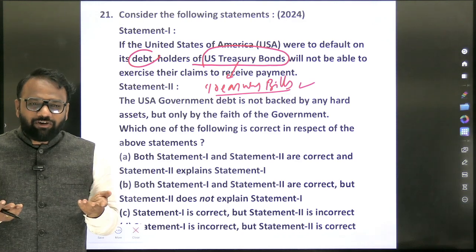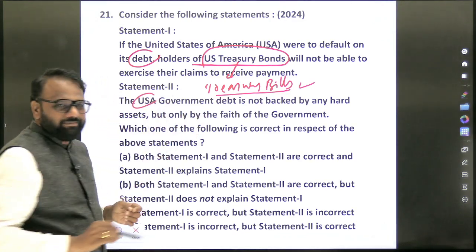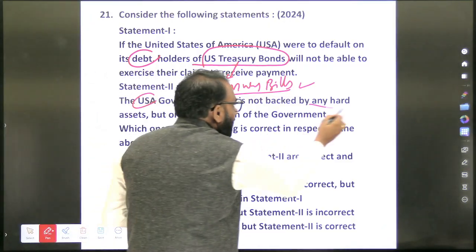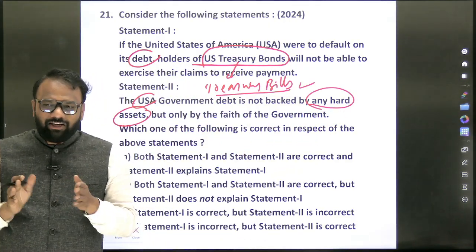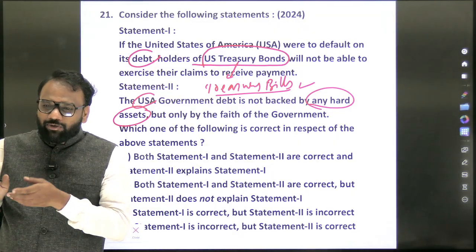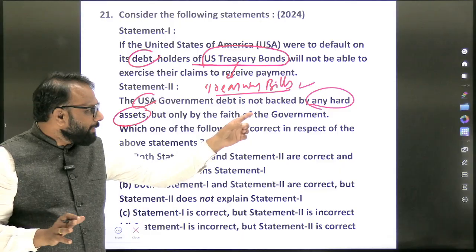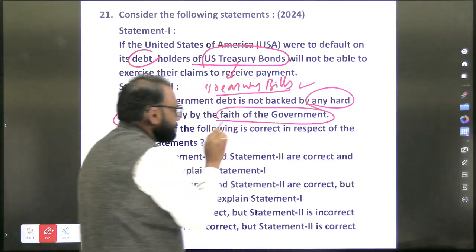Why can we not file a case? The second one, the Indian government debt is not backed by any hard asset. While selling the treasury bills, they will not say that we have so much gold, so if you do not get your money, then we will give you some part of the gold. It is not backed by any hard asset, but only by the faith of the government.